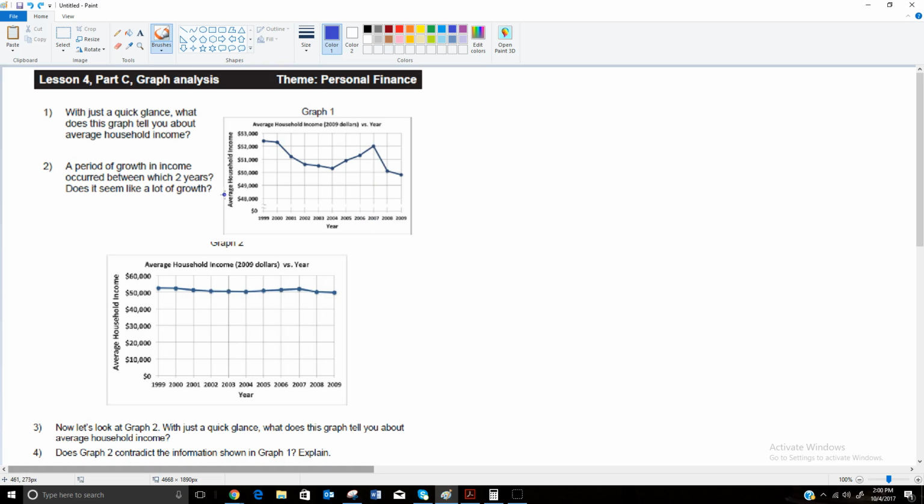It says, does it seem like a lot of growth? So for one, we already discussed the inflation. Does it seem like a lot of growth? Well, let's look at that. From 2004 to 2007, we have to look at the scale and estimate this. It was above 50,000, but below 51,000, but less than halfway. So maybe $50,300, something like that.